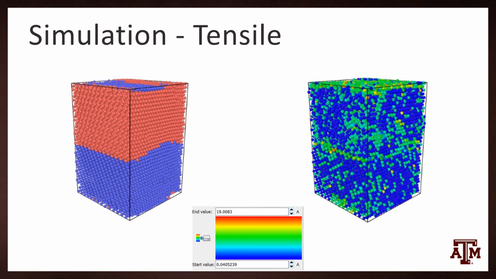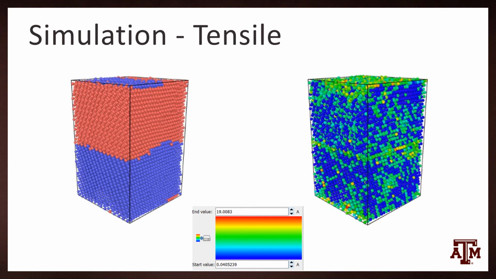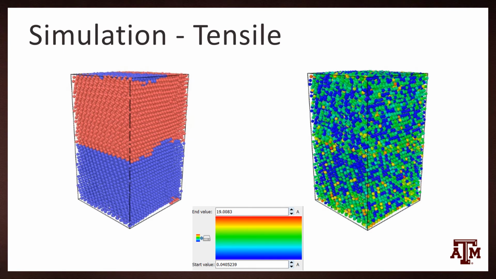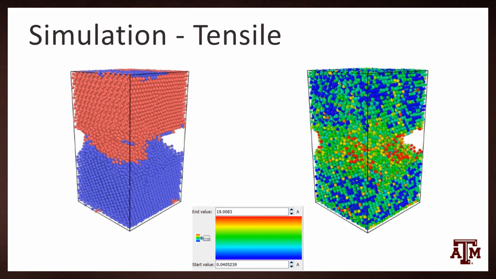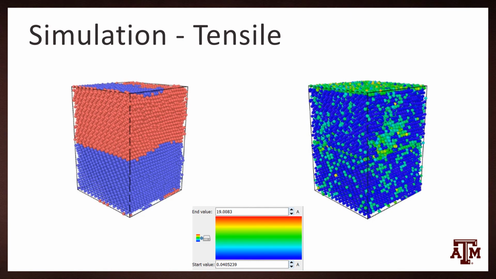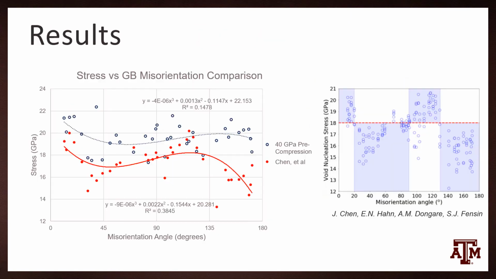The grain is pulled uniaxially until failure, and I measure the stress at which voids develop to find the cavitation strength. In addition to this boundary, I ran the simulation on 37 total grain boundaries, varying the misorientation on the same angles that Chen et al. did. The graph on the left shows the average void nucleation stress from Chen et al. as the red closed dots, and my results as the blue open dots.